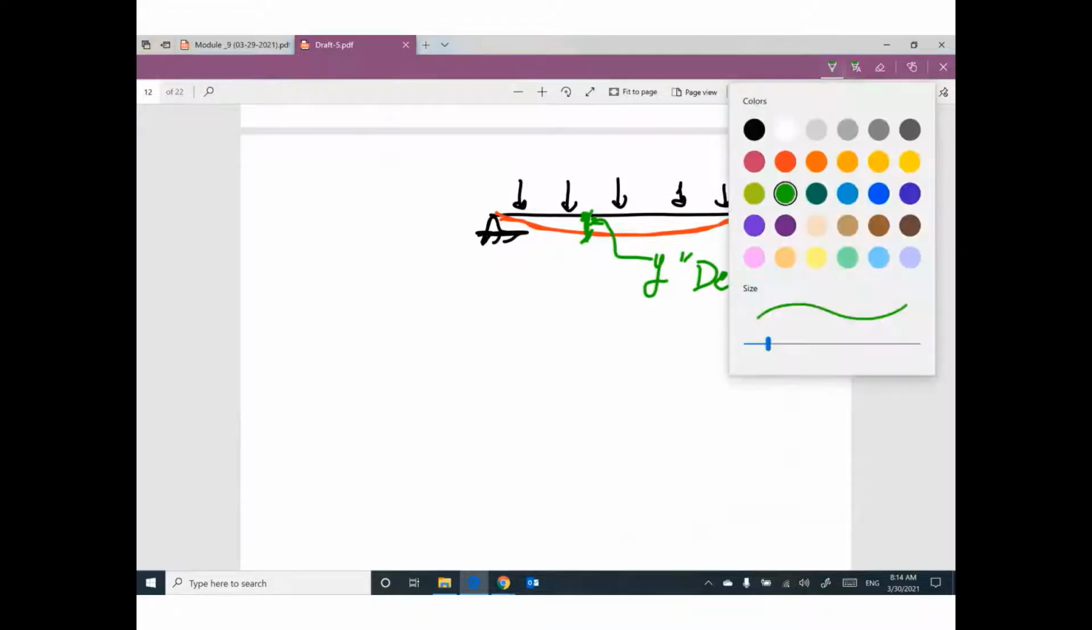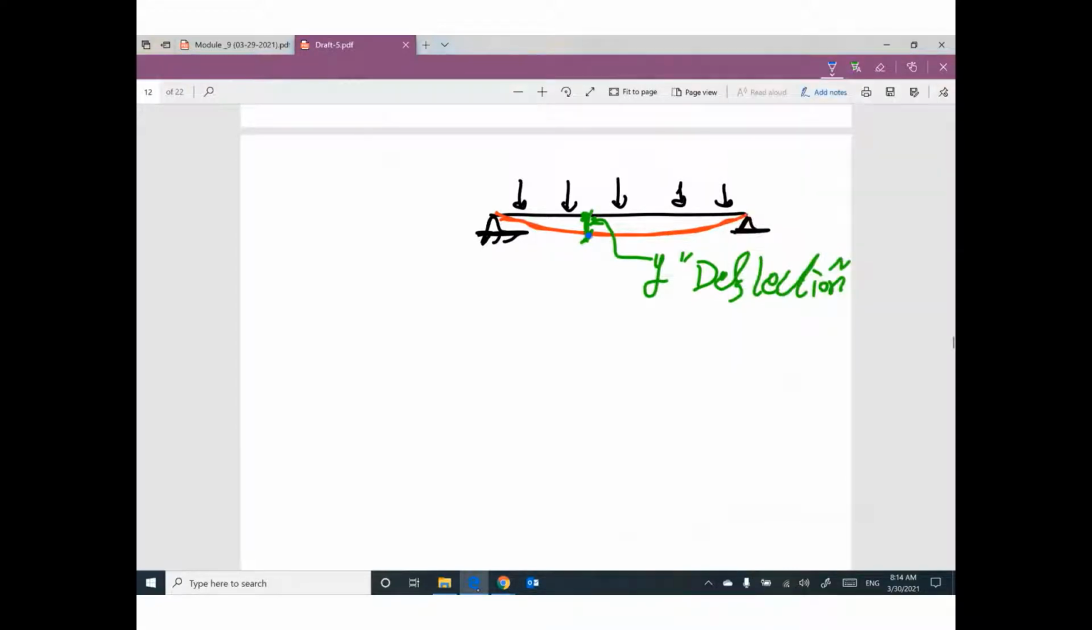And we can expect this point on this new curve will have a tangent. This tangent will have a slope angle or rotation theta with the horizontal. This theta can be called rotation or can be called slope theta.